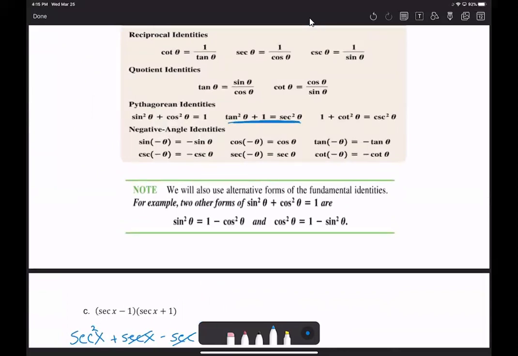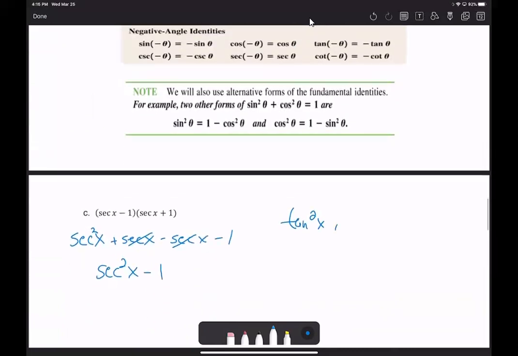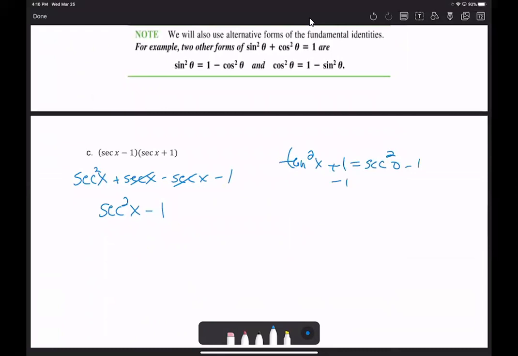We can rewrite that, instead of theta, I'm going to say tan squared x plus 1 equals secant squared x. Look what happens if I subtract 1. I end up with tan squared x equals secant squared x minus 1, which is exactly what we have here. So we can replace secant squared x minus 1 with tan squared x.